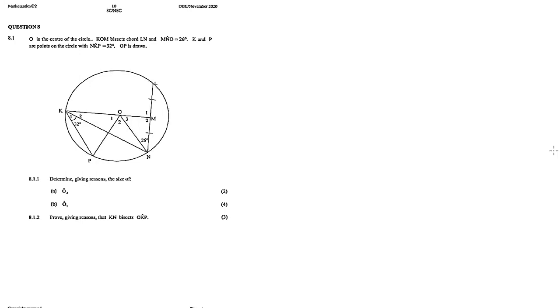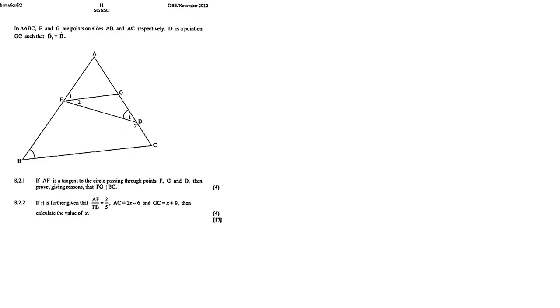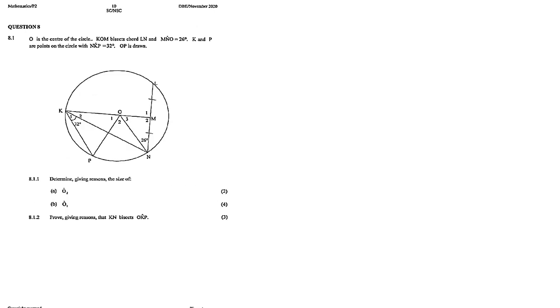Thanks for tuning in. In this video, I focus on question 8, Euclidean geometry, from the November 2020 Mathematics Paper 2. This is a two-part question. Question 8.1 is a circle, and 8.2 is a triangle.